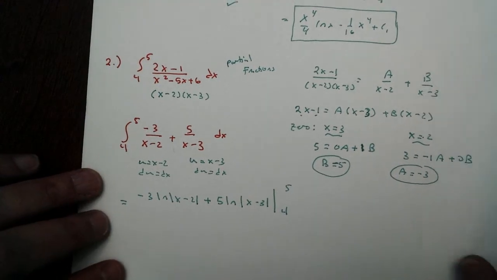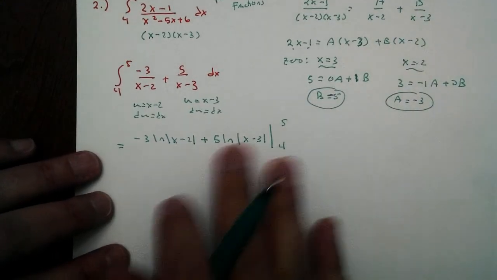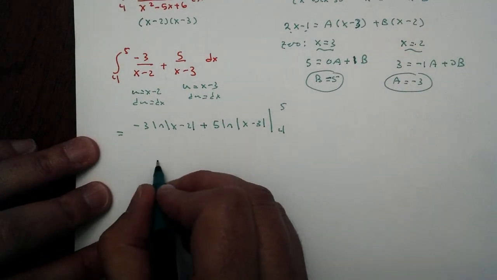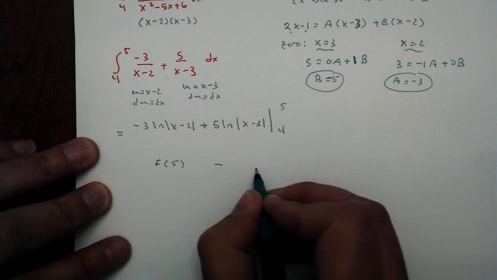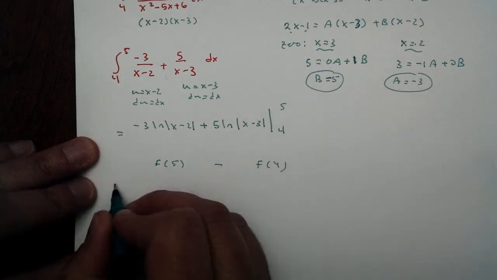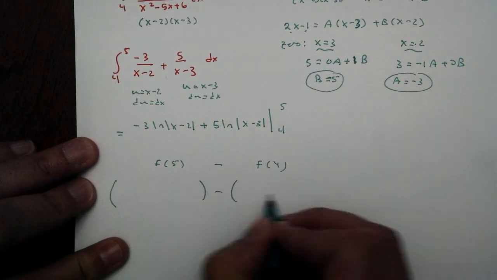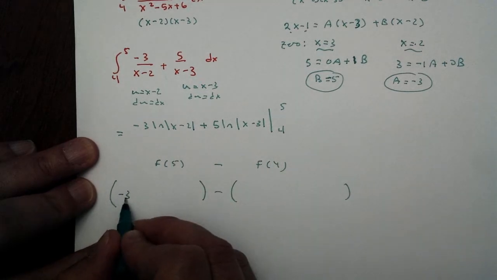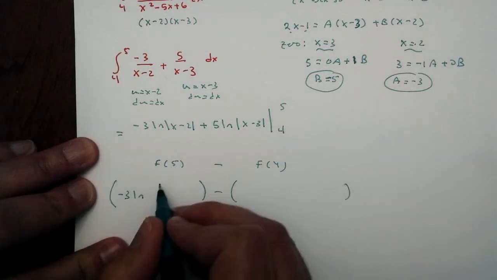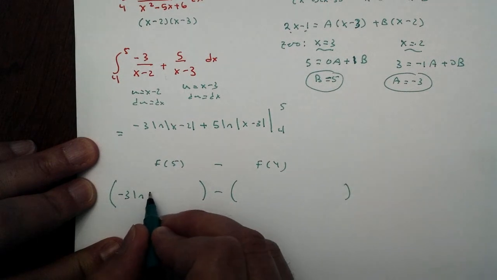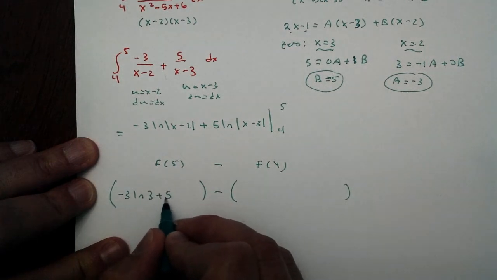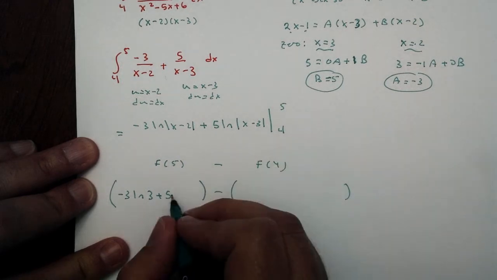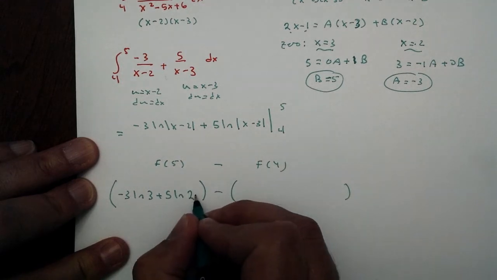It's going to look ugly, but you know what though? If it starts to look nice, that's when you're probably doing it wrong. Alright, so let's plug in our f of 5 minus f of 4. Big parentheses, big hug, so we can get our answer here. Plug in the 5, we get negative 3 natural log 5 minus 2, which is just 3, plus 5 natural log 5 minus 3, which is 2. So we get natural log of 2.